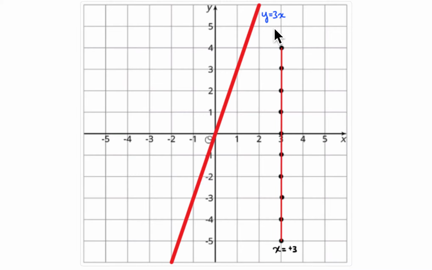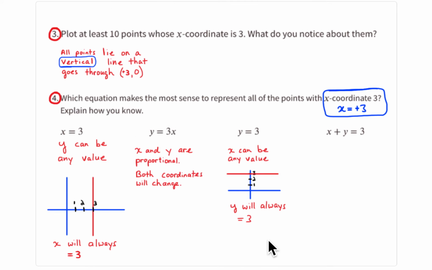And the point is that as x changes, y also changes. In this case, x is not fixed. X is not equal always to +3. The next equation, y equals +3. This is similar to the one that we looked at a moment ago, where y equaled -4. So now y is fixed at +3. So that's going to be a horizontal line. So whatever you choose for x, y is always going to be +3.